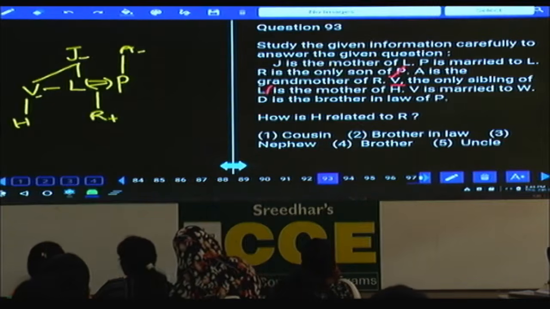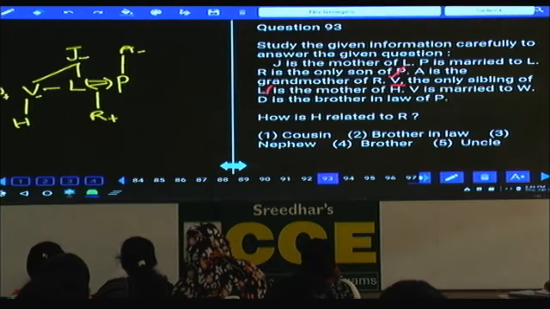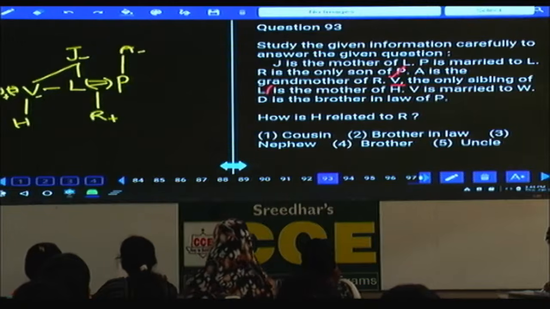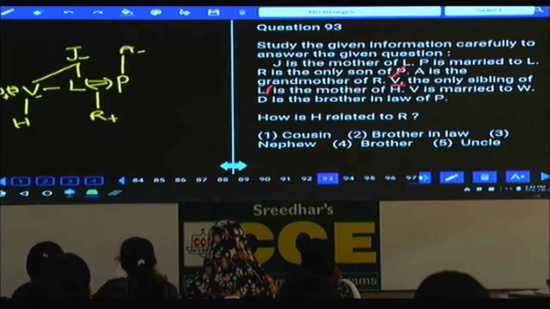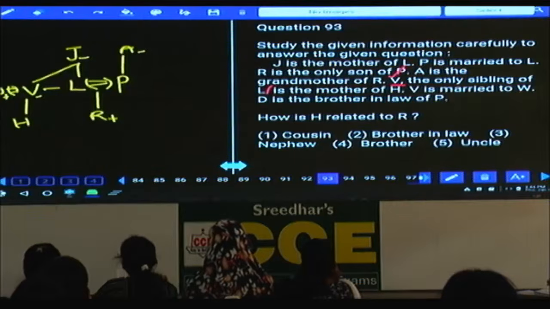V is married to W. As V is a female, married to W, W is a male. D is the brother-in-law of P. As D is the brother-in-law of P, brother-in-law means, tell me what is the relation we have.